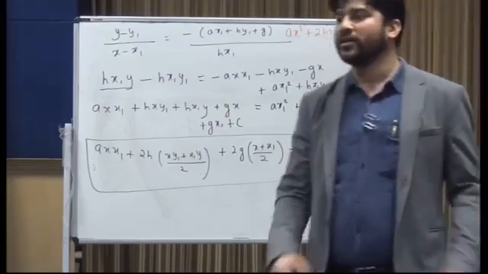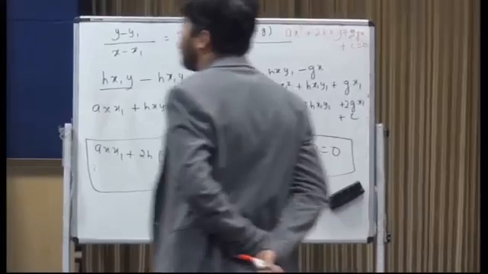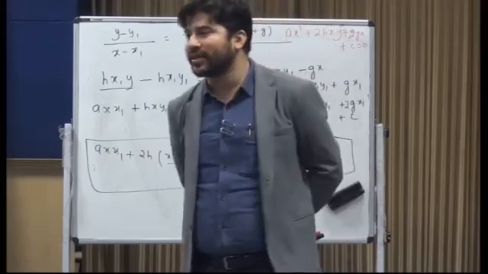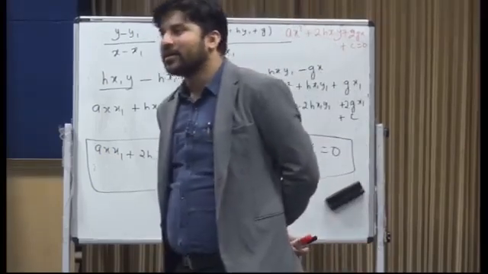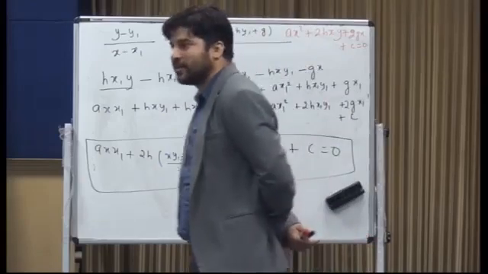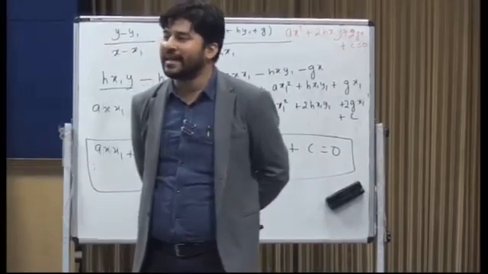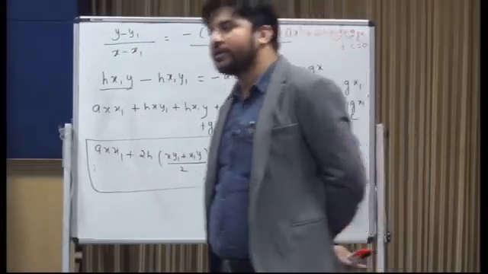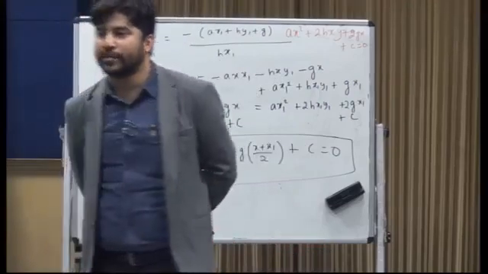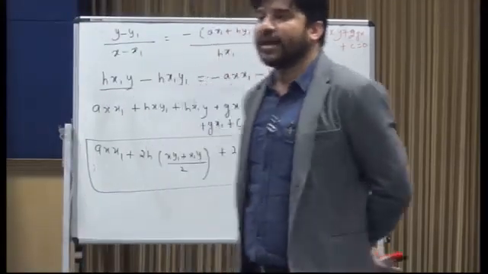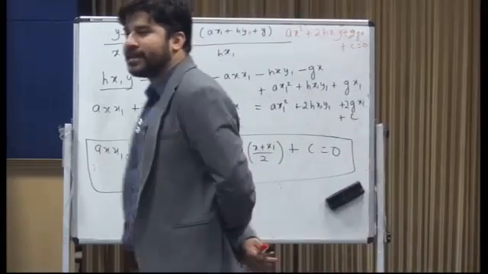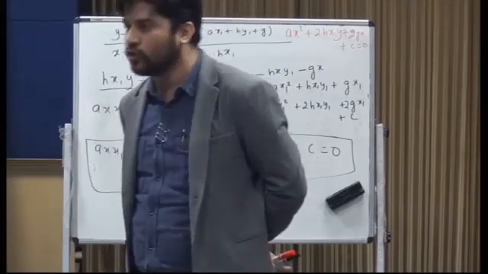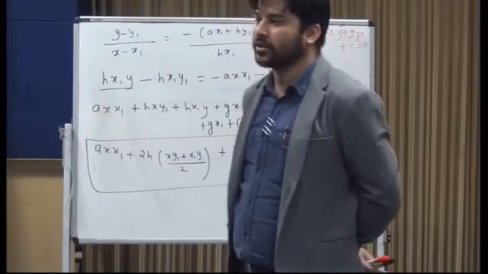So the working rule for writing the equation of a tangent, when the point of contact is given and the equation of the curve is also given, is this: if the point of contact is x1, y1, then the equation of the curve is written as it is with little changes. x square is replaced by x x1, y square by y y1, x by (x plus x1) by 2, y by (y plus y1) by 2, and xy by (x1 y plus y1 x) by 2, and all the constants remain unaltered, right?